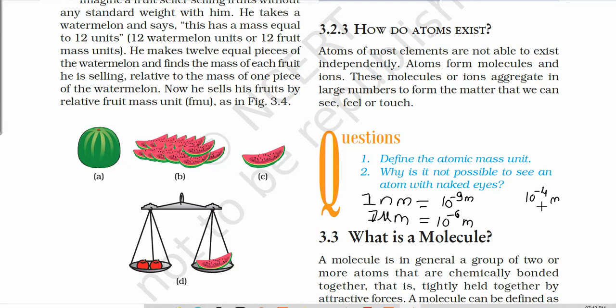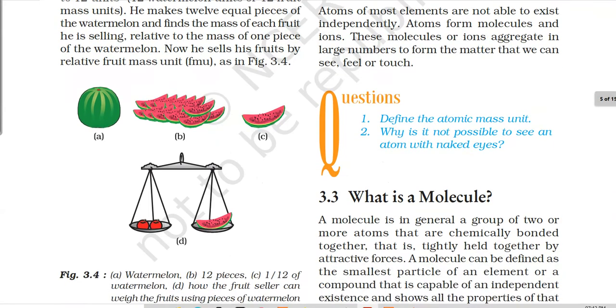For a proper view of sand grains we require a microscope. So substances of 10 to the power minus 9 or 10 to the power minus 6 meters size will be much smaller still. Hence the answer: as atoms are very, very tiny, generally measured in nanometers and micrometers, it is not possible to see atoms with our naked eyes.